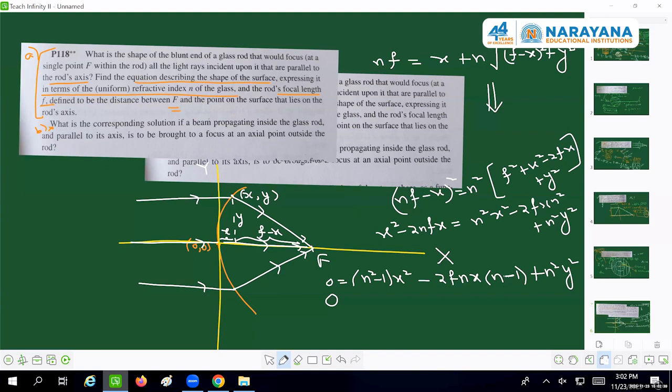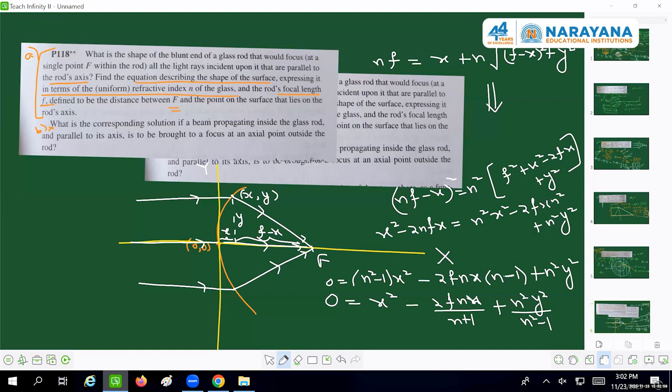Right, it is x square minus 2fn x upon n plus 1 and n square y square upon n square minus 1. And now I'll write the equation.